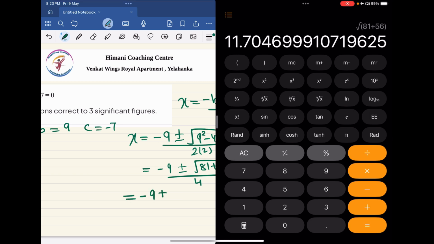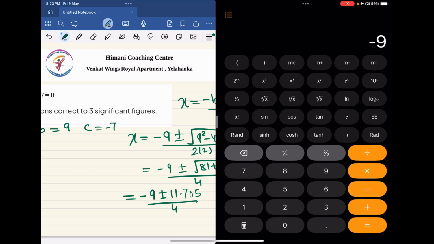Since we have to give the answer correct to three significant figures, let us write this down as minus 9 plus minus 11.705 upon 4. Now we have minus 9 plus 11.705, which is divided by 4, which is giving us the answer. One of the answers is 0.676. Because we have to give the answer correct to three significant figures, a 0 is not considered a significant figure, so our answer would be 0.676.